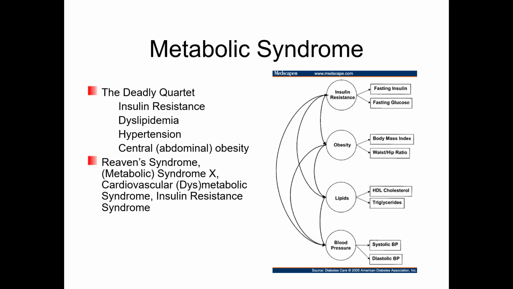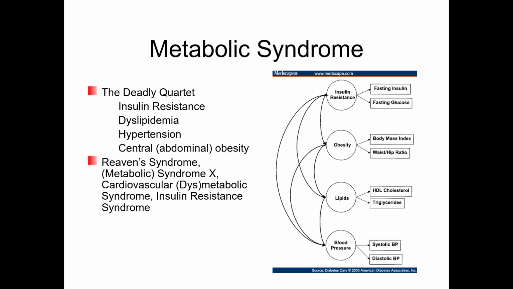So when we have fatty streaks or plaques that accumulate on the inside of the blood vessels, that can lead to a narrowing of the inside of those blood vessels, and that can increase the blood pressure in those blood vessels. So that's what we have hypertension. And central or abdominal obesity is talking about visceral fat. So we're talking about fat that's specifically deposited in the abdominal region.